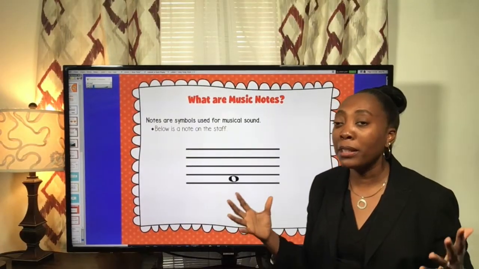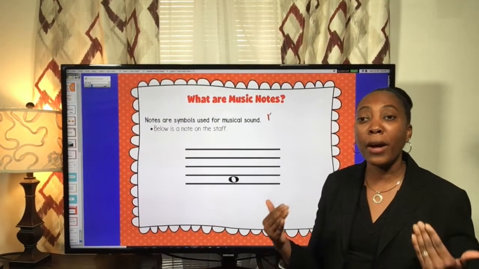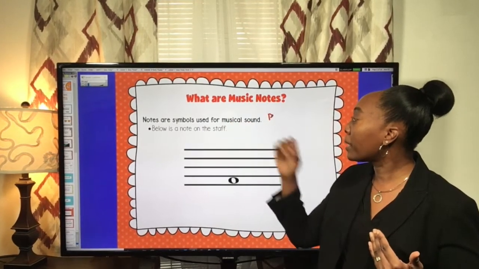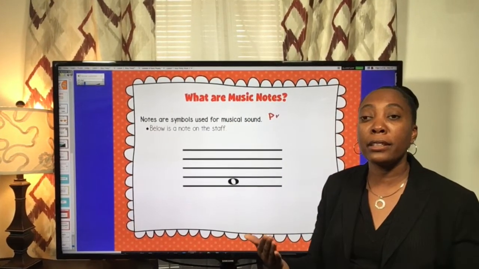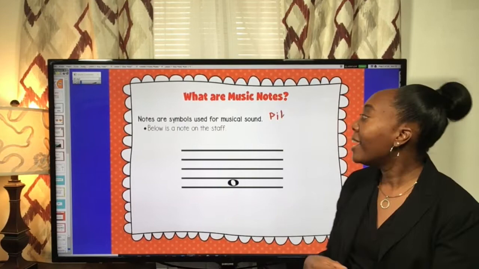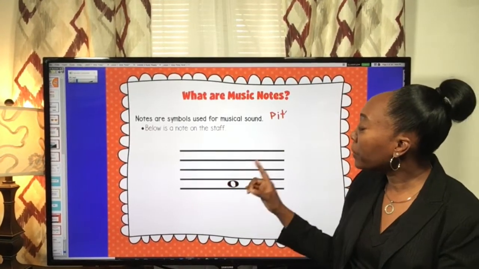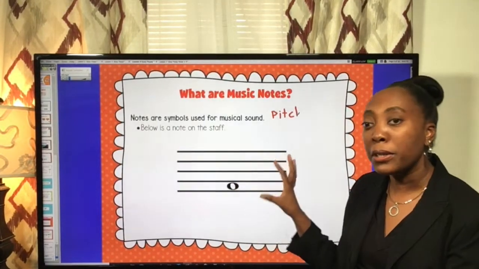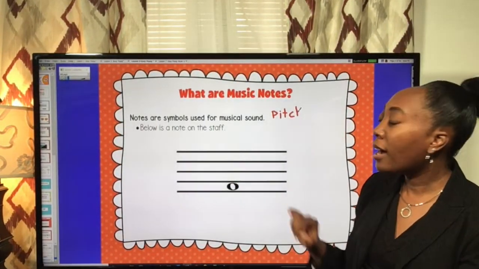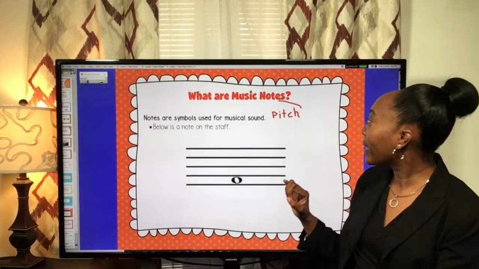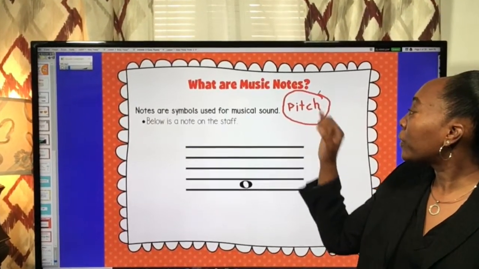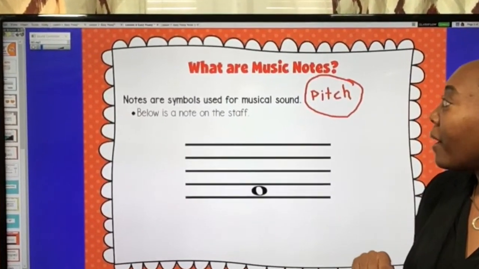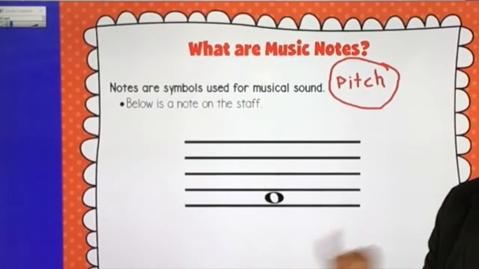And of course, we learned about pitch. So now we can talk about sound and replace it for a pitch, right? So below you see a note on the staff, and this is a good visual idea of what we're talking about, okay? And here's our little spelling of pitch. All right, so now let's move along.